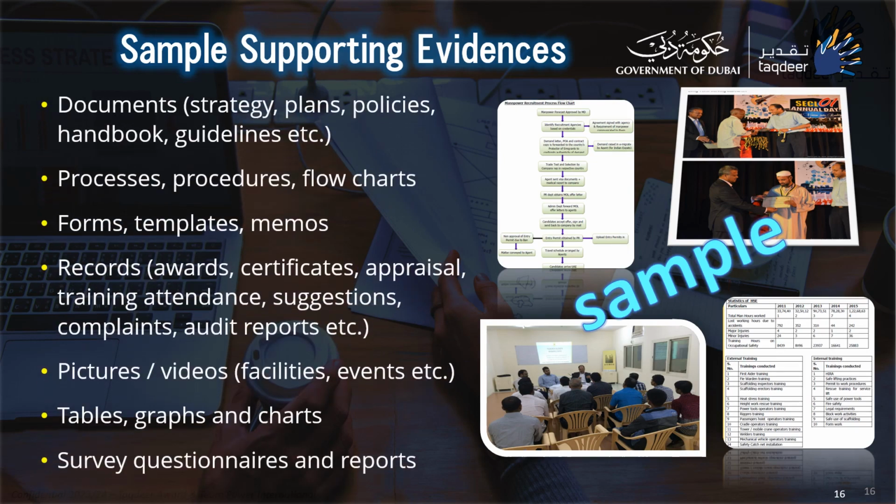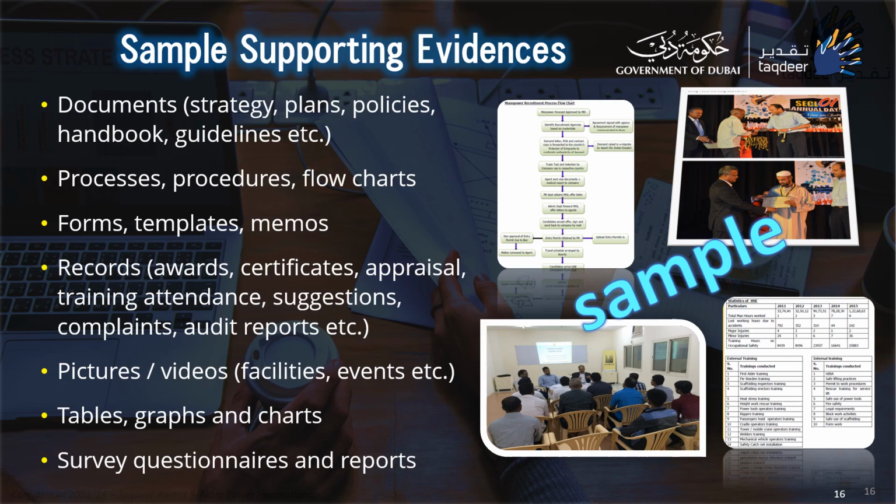What types of evidence might participating companies submit? These may include different types of documents, such as human talent strategy, workforce plans, various policies, employee handbooks, safety guidelines, etc. Various business and operational processes, procedures, and flow charts. Forms, templates, memos are also commonly used. In the results section, tables, graphs, charts, survey questionnaires, and reports are expected.